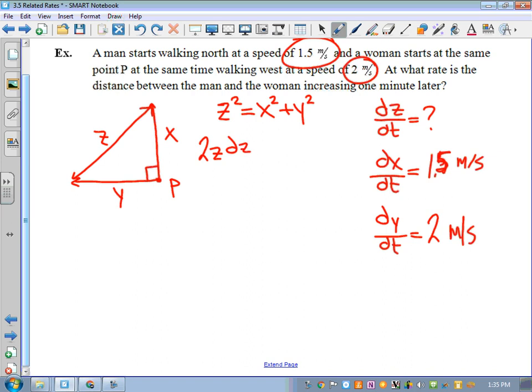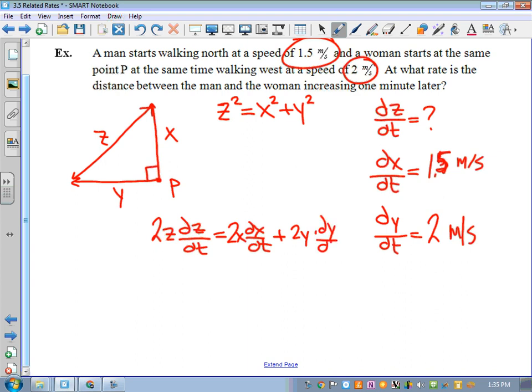I'm just going to run out of room. I have to move that down. And then I would also have plus 2y times dy over dt. Now, unlike the previous question, this does have z, x, and y within. So what we need to know is the values of z, x, and y 1 minute later.